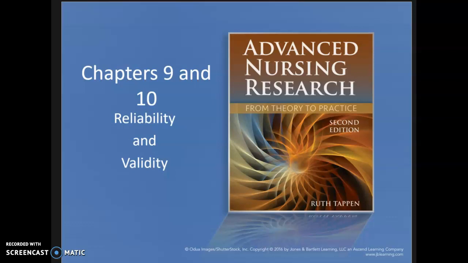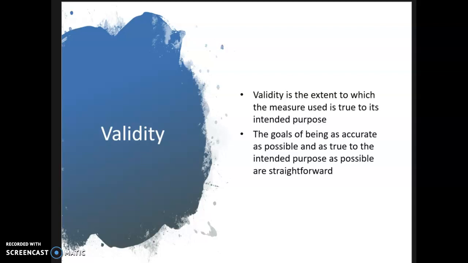We are going to go through chapters 9 and 10 together because they cover reliability and validity, and really they're related but different. So that's why I wanted to include the two together. When we're looking at validity, we're looking at the extent that the measure used is true to its intended purposes. So are you measuring what you want to measure? The goal of validity is being as accurate as possible.